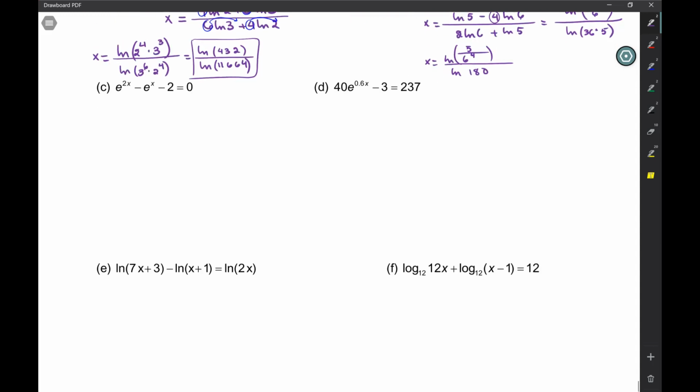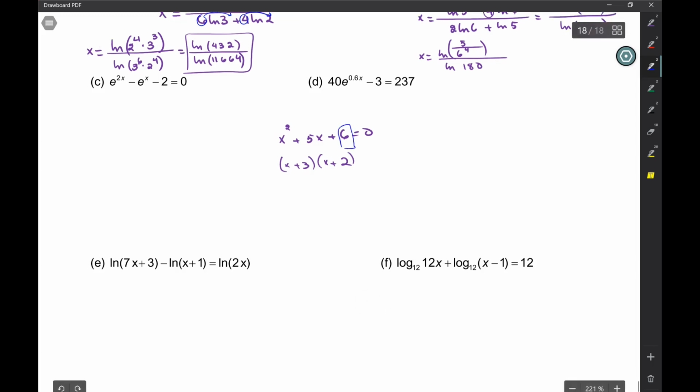Okay. Let's do some side work here. X squared plus 5x plus 6 equals 0. Why can we factor this like this? Because look at the form of this. You've got a constant. And then here you've got a variable. And how does this compare to that variable? It's the square of it, right?